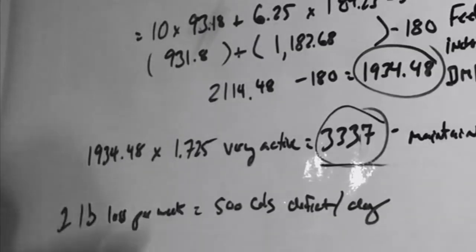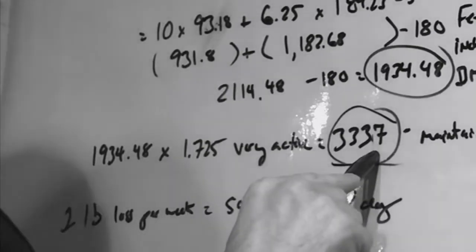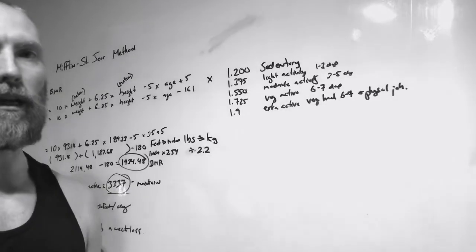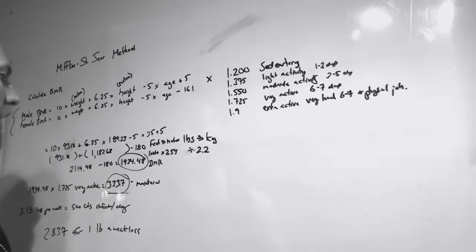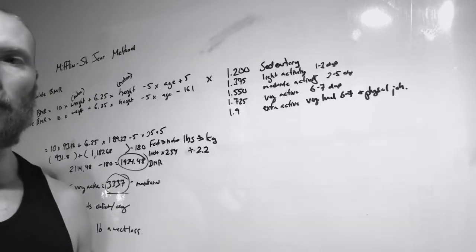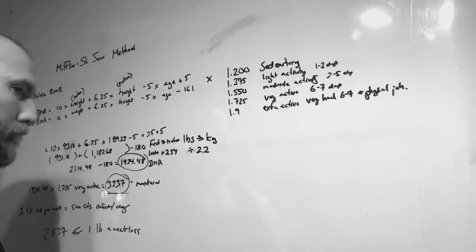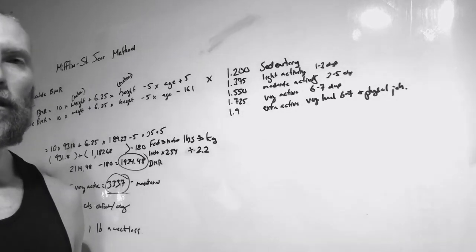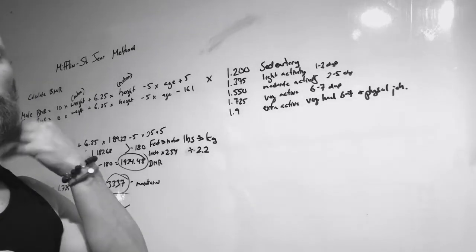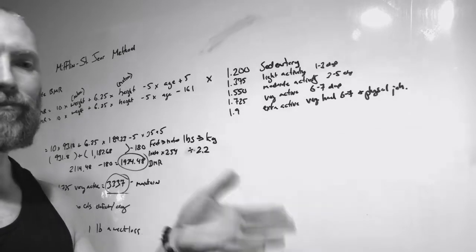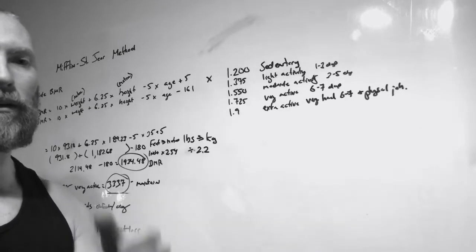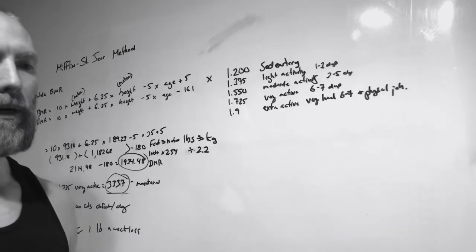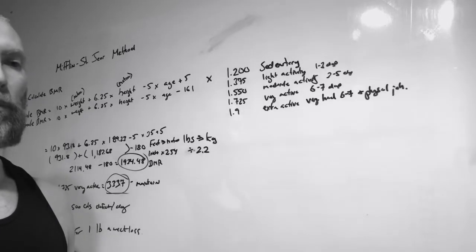1934.48 multiplied by 1.725, and that gives me 3,337 calories. Okay, so that would just be to maintain where I'm at, 205. I want to lose, and a healthy loss can be anywhere from like half a pound up to 1.5 pounds. If you're hitting 2 pounds loss a week, you're pushing it.